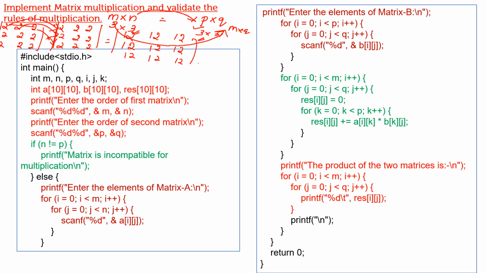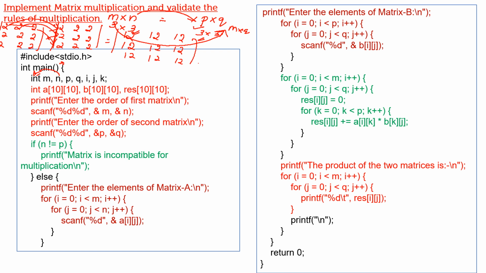Okay, so you know that we include stdio.h, the standard input output header file, for using printf and scanf statements. int main will designate the start of the program. Now what is the meaning of this statement? int m, n, p, q, i, j, k. All these are variables of the integer type, the declaration part, ending with a semicolon.